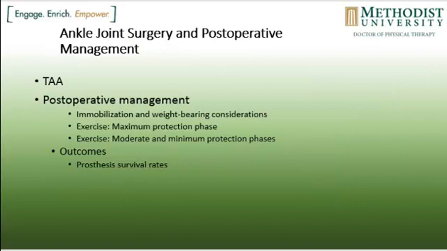Once the patient moves into the moderate and minimum protection phases, the immobilizer is removed and progressive weight bearing is then allowed. The goals of the moderate and minimal protection phase is to achieve 100% of the range of motion pain-free, and to begin to restore the strength, muscular endurance, and balance in the lower extremity. You also want to work to improve aerobic capacity and resume safe work and recreational activities.